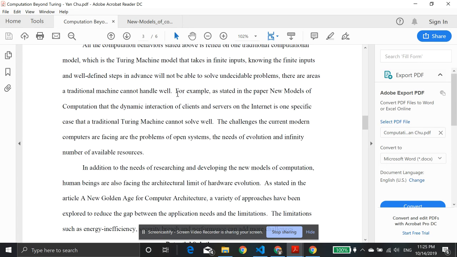So for additional examples, as stated in the paper New Models of Computation, the dynamic interaction of clients and servers on the internet is one specific case that a traditional Turing machine cannot solve well. The challenges that current modern computers are facing are the problems of open systems, the need for evolution, and the infinite number of available resources.